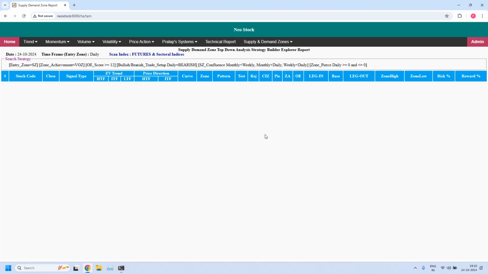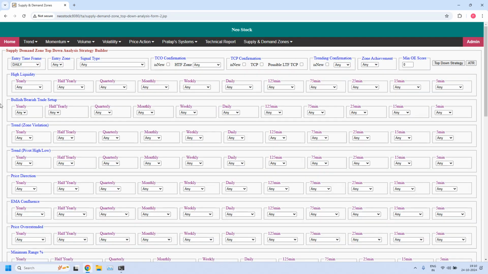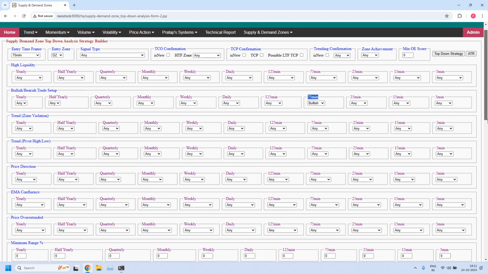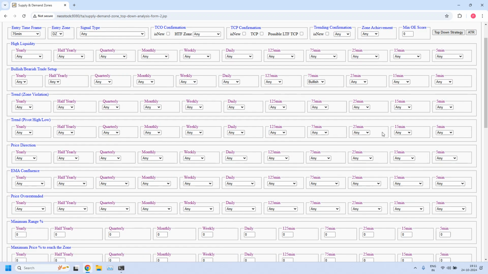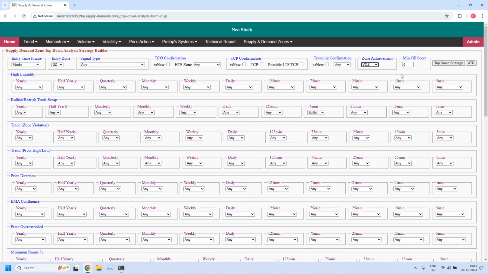Okay, next let us look for bullish trade setup for weekly income trade. For weekly income trade, entry time frame is 75 minutes, entry zone demand zone. In bullish or bearish trade setup at 75 minutes time frame, I am selecting bullish. The 75 minutes demand zone should not be pierced. So in the pierced count at 75 minutes time frame, minimum value I am setting 0, maximum value 0. Zone achievement violated opposing zone, minimum order enhancer score 12.